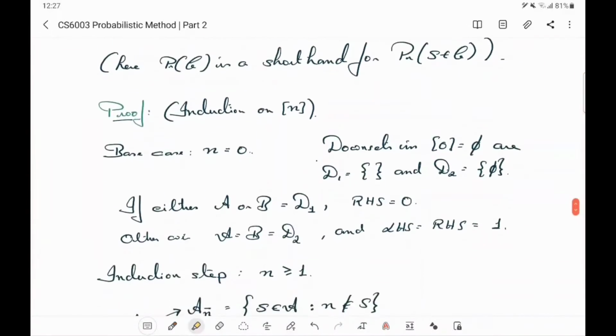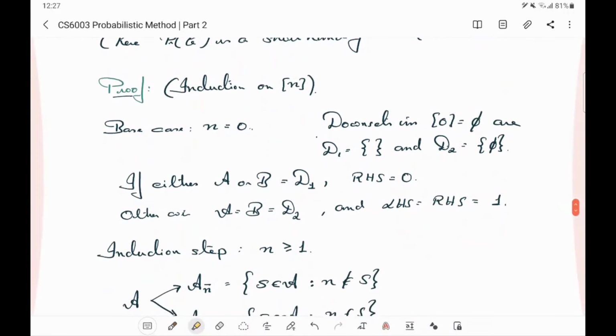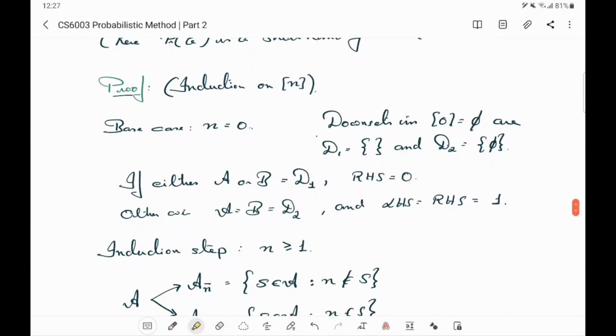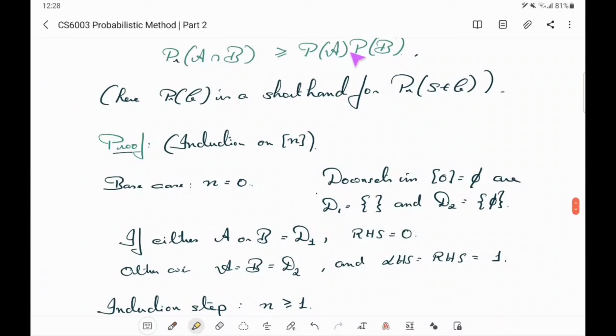Now the proof is again very similar to what we did in the last class, so much of this would just be a recap. The basic strategy is induction on n. When n is 0, your domain is the empty set, right? And you have only two possible candidates for downsets. One is the empty collection and the other is the collection which includes the empty set. Now if either A or B is the empty collection, then the right hand side is 0 because it's 0 times something, and you are done.